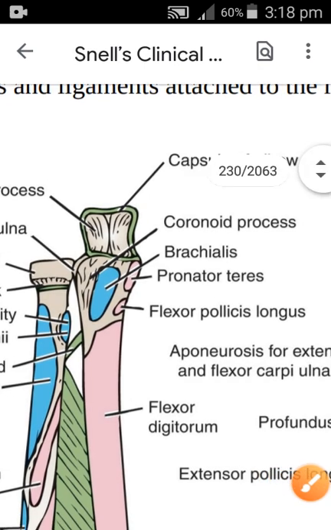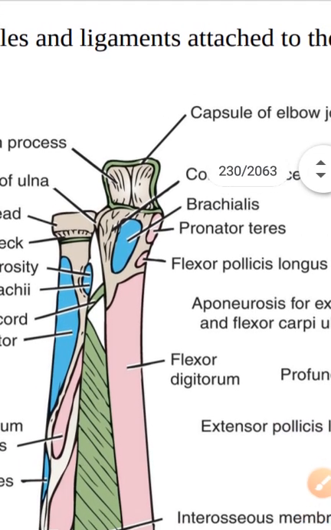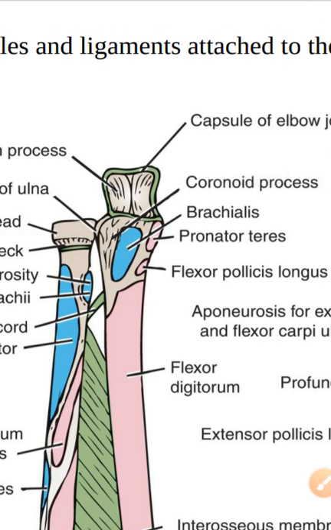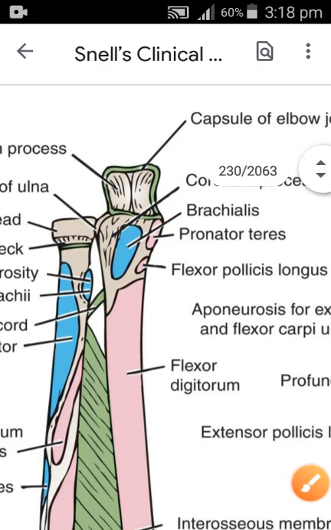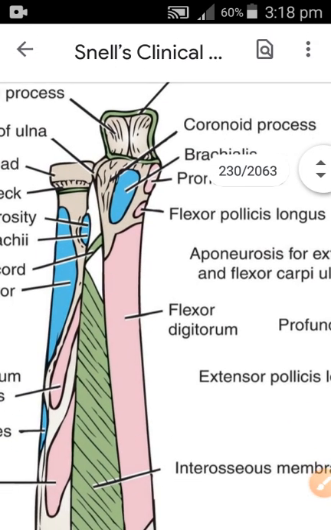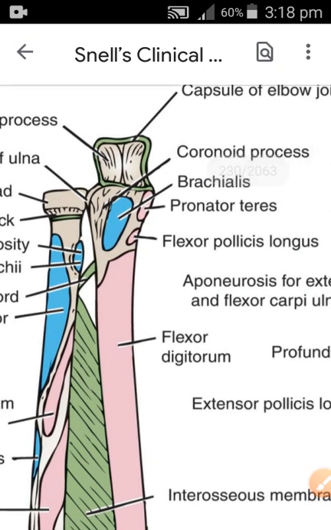Then on the ulna, pronator teres. You know that pronator teres has two heads. One is attached on the medial epicondyle of the humerus, and the other is attached on the ulna, on the medial end of the coronoid process. On the medial end of the coronoid process, we have the pronator teres second head, or ulnar head. Flexor pollicis longus is attached on the medial side of the coronoid process.